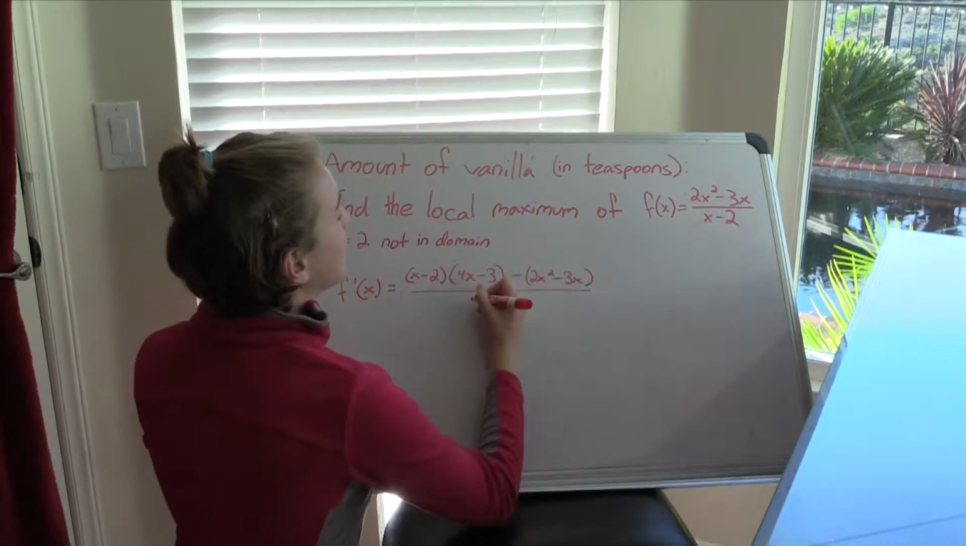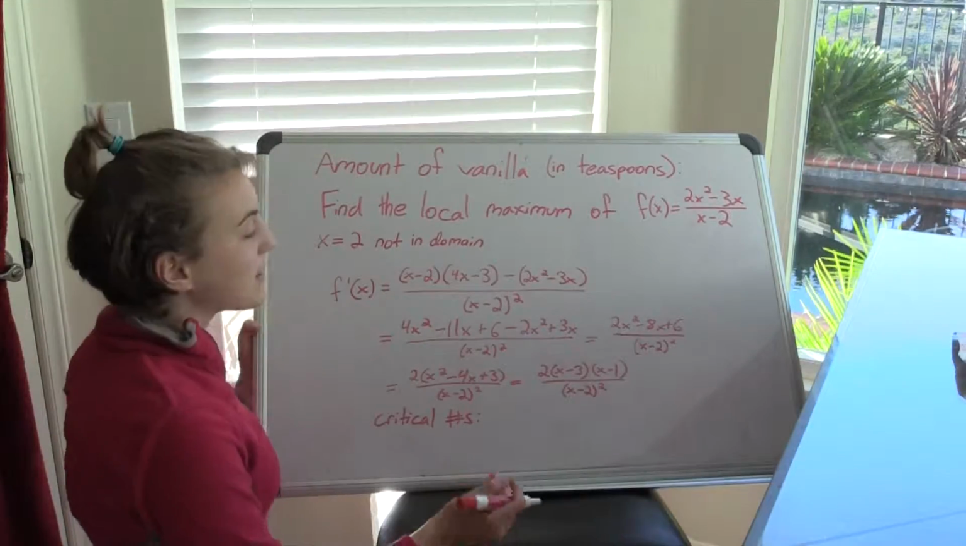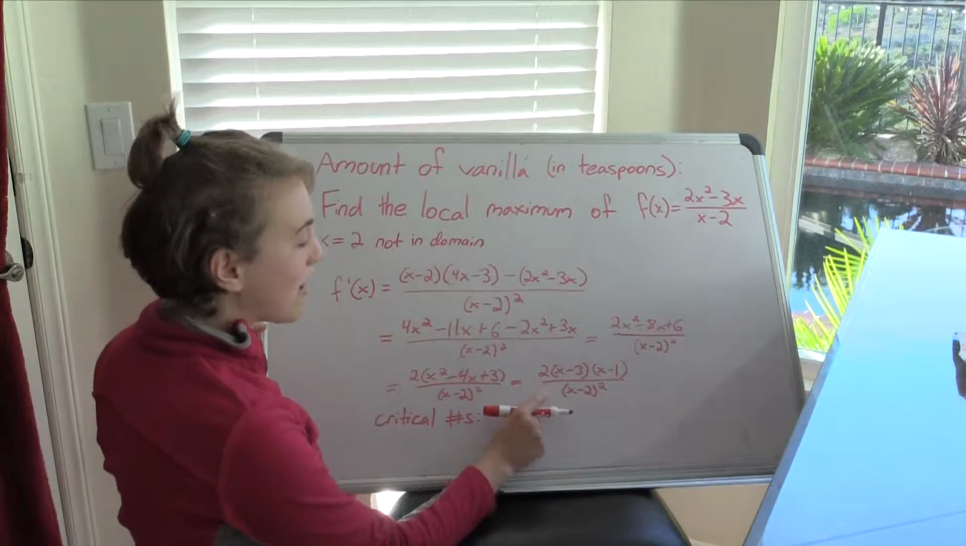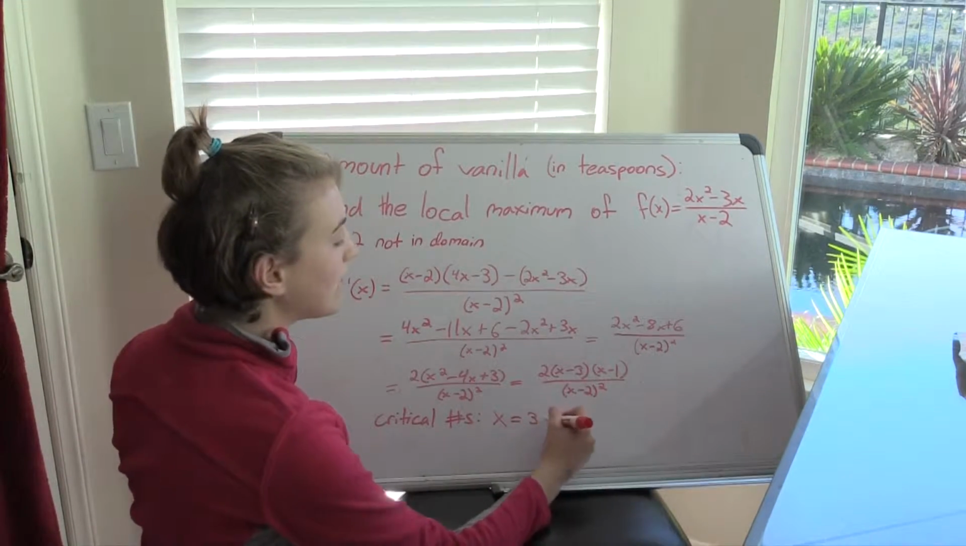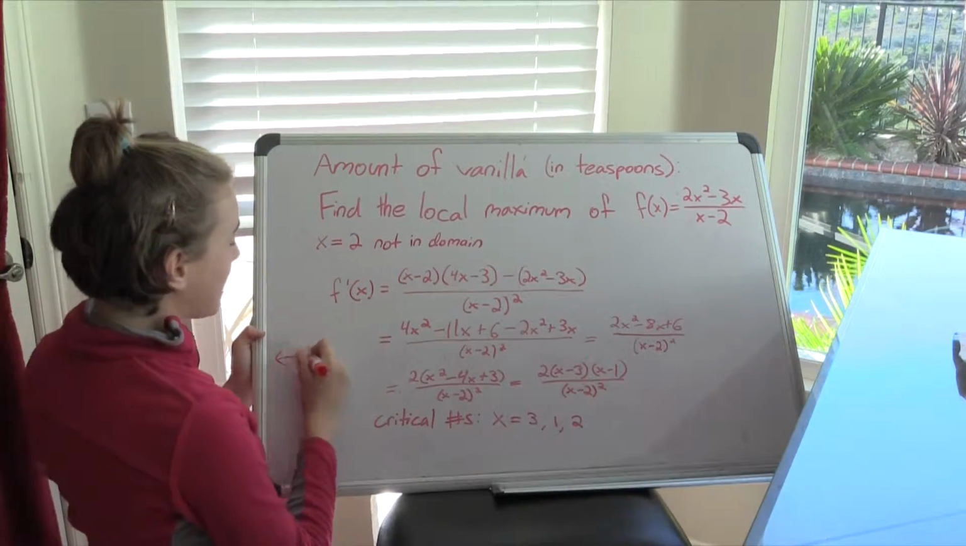And then all over x minus 2 squared. And then we're going to simplify this with some algebra. Okay, so now that we've done some algebra and we've simplified the equation, we've found that the critical numbers occur when x equals 3, 1, and 2. Except 2 is not in the domain, but we're still going to consider it on our number line.